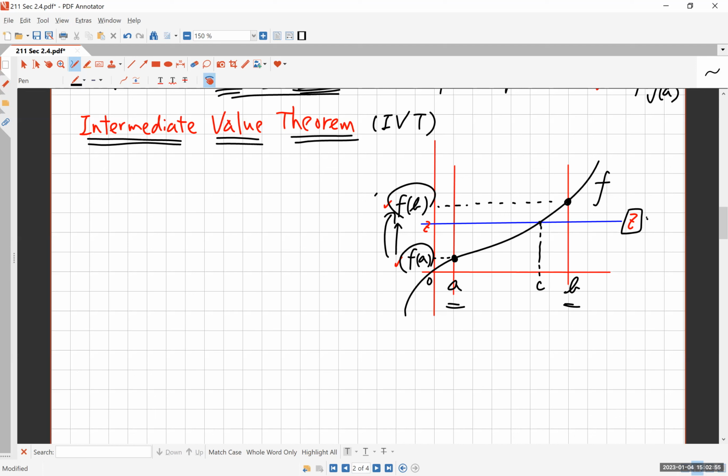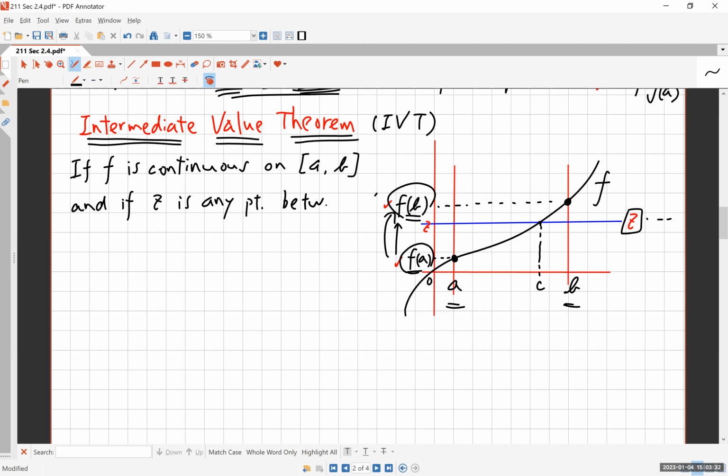And then, okay, so maybe I should write this much down. If f is continuous on this entire interval, including the endpoints A and B, okay, it's closed, it's continuous on the closed interval AB. And if Z is any point, you see this Z, the horizontal line? So this Z happens to be between f of A and f of B, right? So if Z is any point between, I'm referring to the y value, between f of A and f of B. Now in this picture, f of A is less than f of B, but it doesn't matter. f could be going down where f of A is bigger than f of B.